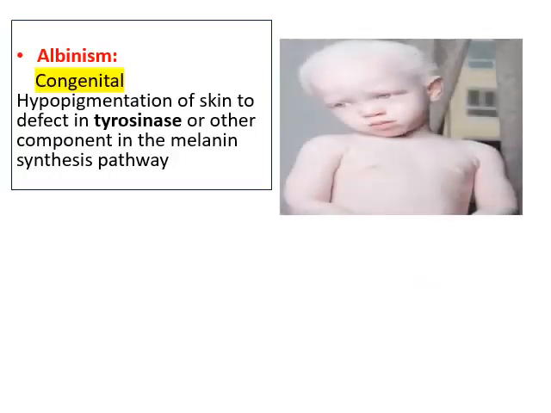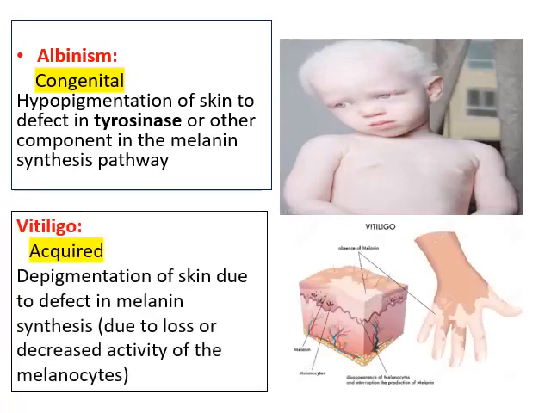Here we have two abnormalities in skin pigmentation. The first one is albinism. It is a congenital disease. In this disease, there is hypopigmentation of the skin due to a defect in the tyrosinase enzyme or any step in the pathway of melanin formation.